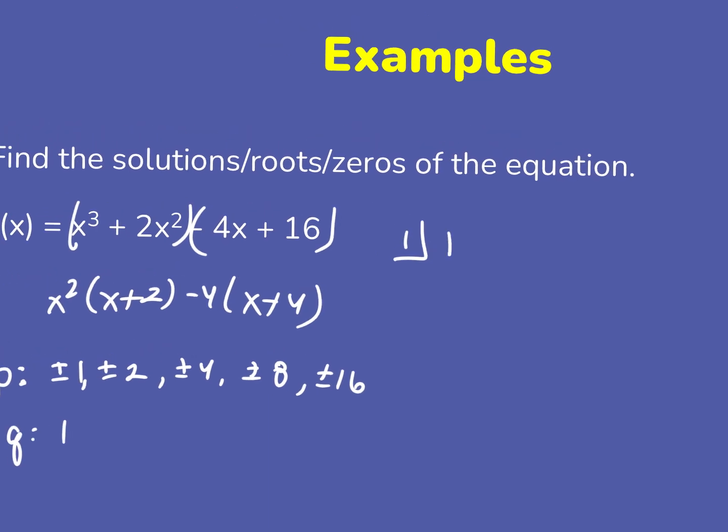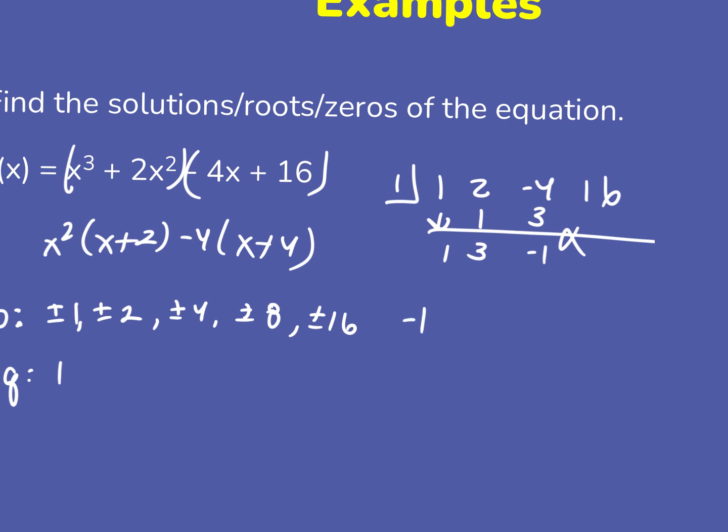So I have 1, 2, negative 4, and 16, right? I'm going to do this quickly. So bring down my 1. 1 times 1 is 1. 2 plus 1 is 3. 3 times 1 is 3. Negative 4. Is this going to work? Am I going to find a remainder of 0? No. So try negative 1.